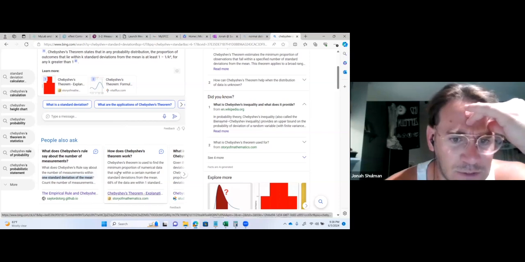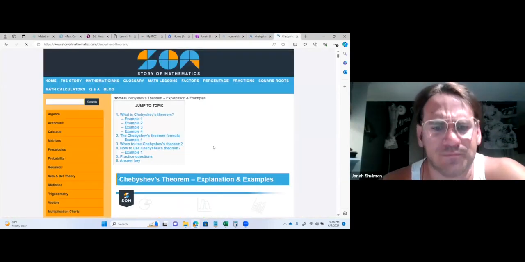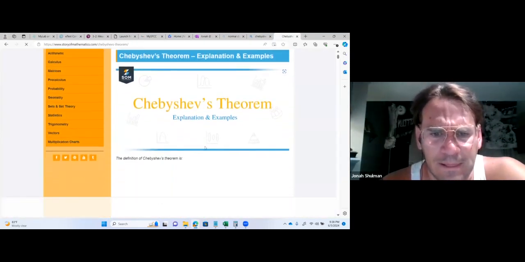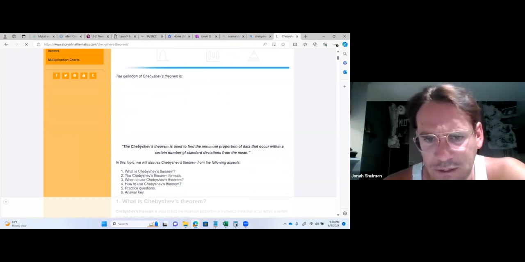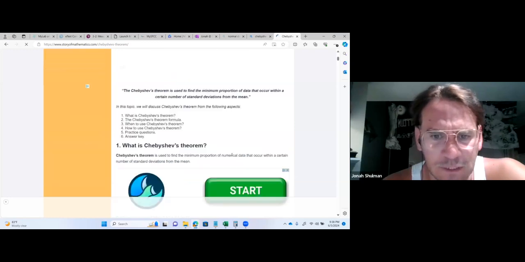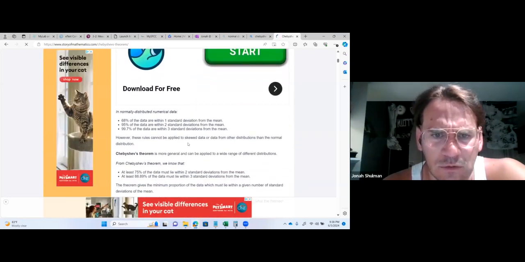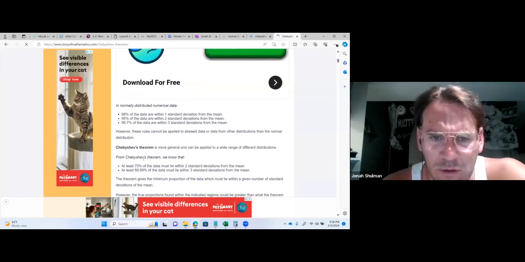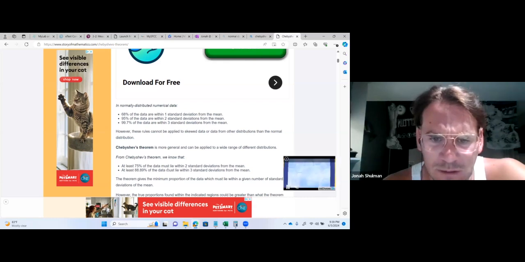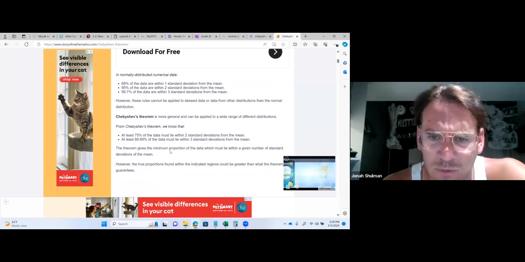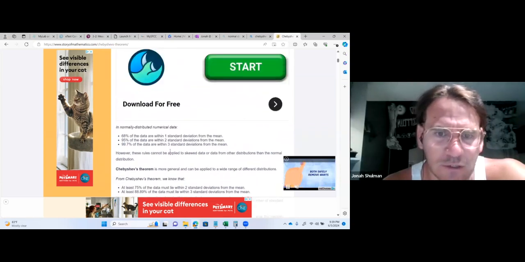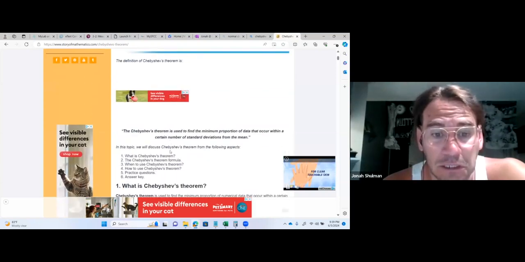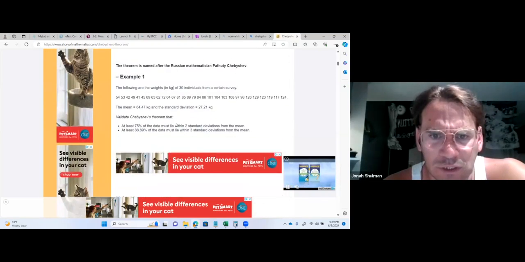So how does it work? Let's check it out. It's used to find the minimum proportion of data that occurs between a certain number of standard deviations from the mean. Okay. So we know that 75% of the data must lie within 2 standard deviations. The theorem gives us a minimum proportion of data that must lie there. However, the true proportions found within are greater than the theorem guarantees. Okay, I like it. They've got some practice questions.